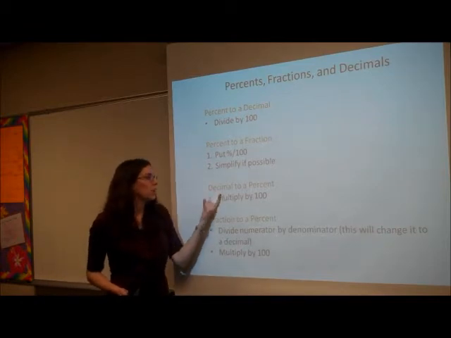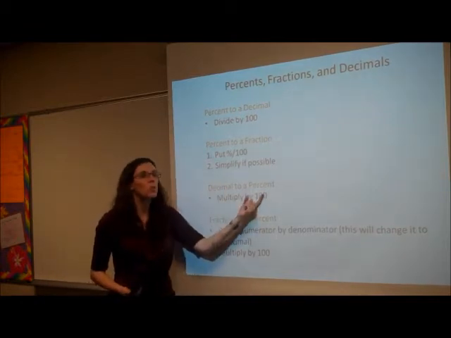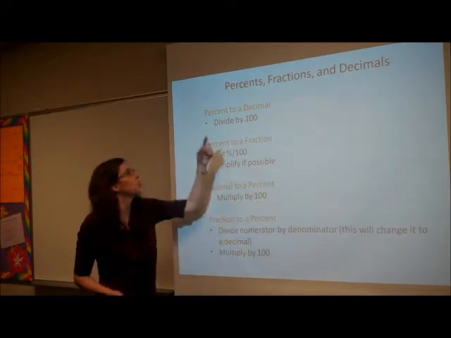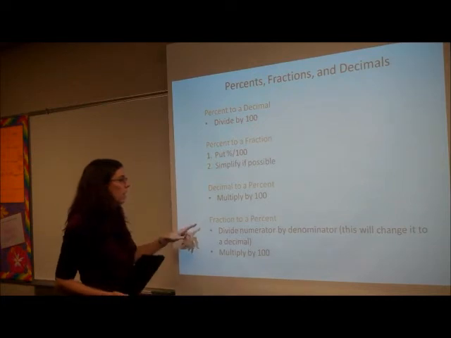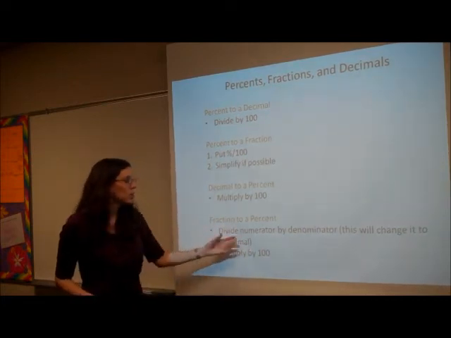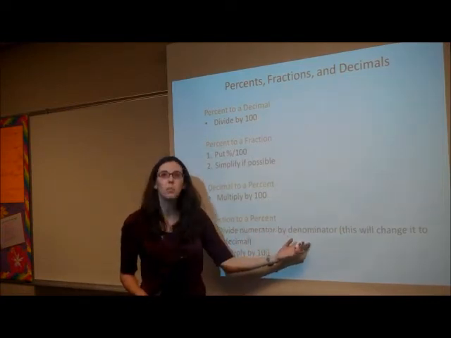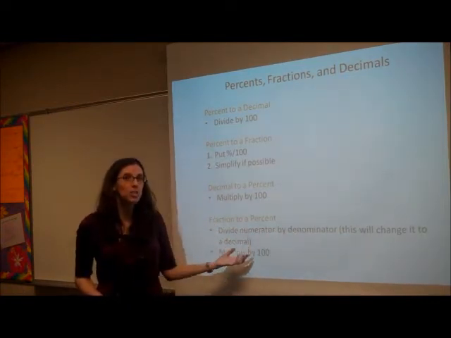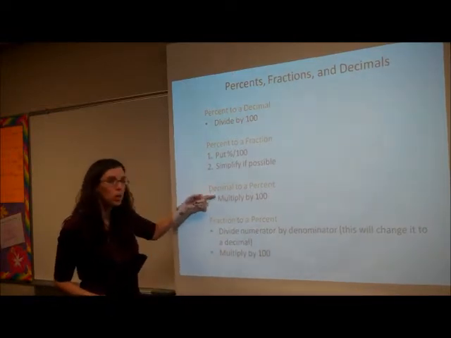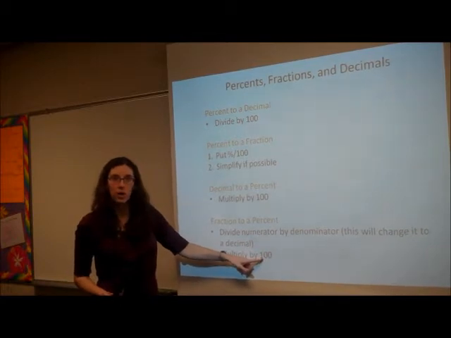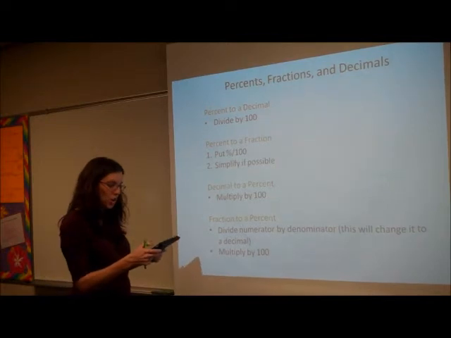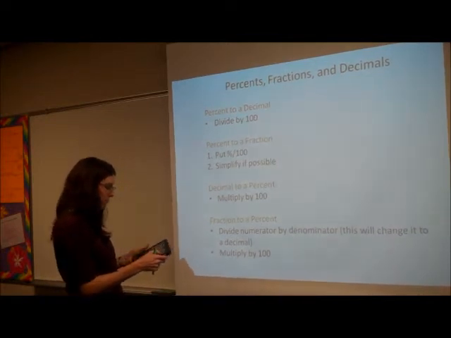Now going the other way, if we start with a decimal and we want to get a percent, then we need to multiply that decimal by 100. So we're going backwards from here. To go from a fraction to a percent, you start by taking your numerator and dividing it by the denominator. So we're changing that fraction to a decimal. Then once you have that decimal, we go back up here. So we multiply it by 100, and then you put the percent sign after it. Okay? So let's look at some examples.